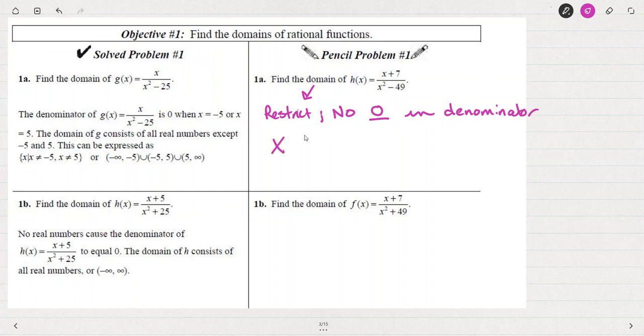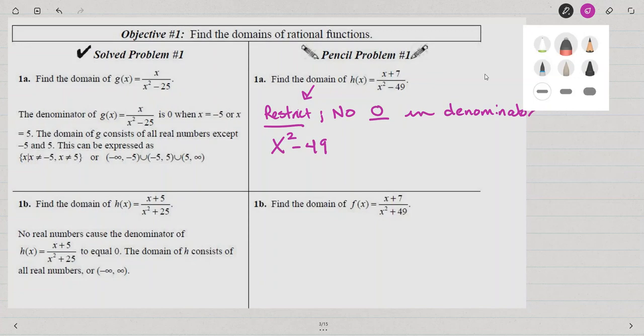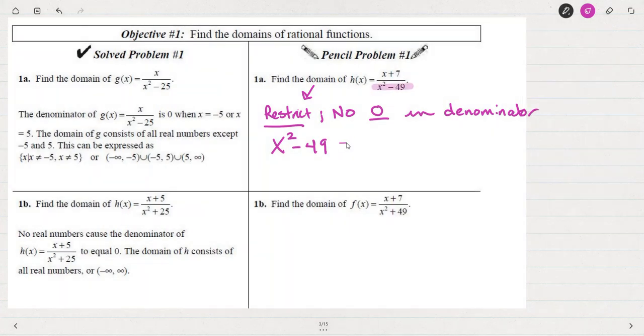So to find the restriction on the domain, we would set x squared minus 49, the denominator, equal to 0, and solve. We're going to solve this by factoring. Do you see that difference of squares? So it factors pretty easily. And then once we factored it, we set each factor to 0.